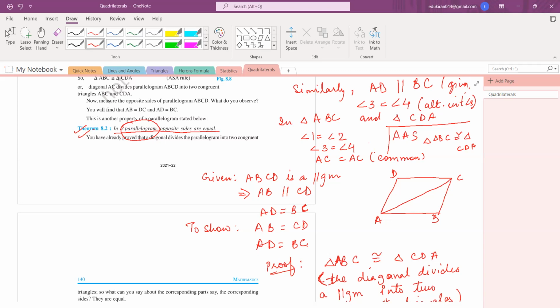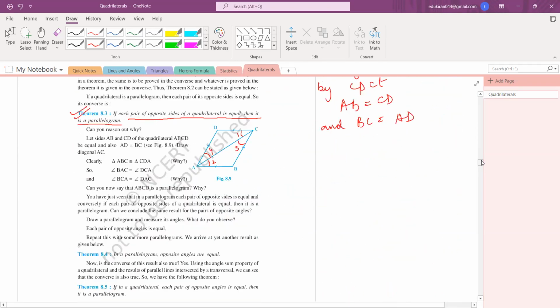Similarly here, if it is given that it is a parallelogram, then opposite sides are equal, right? And the converse is that it is given that the opposite sides are equal and therefore it is a parallelogram. All right? Is the point clear? Yes. Okay. So next theorem is the converse of the previous one.